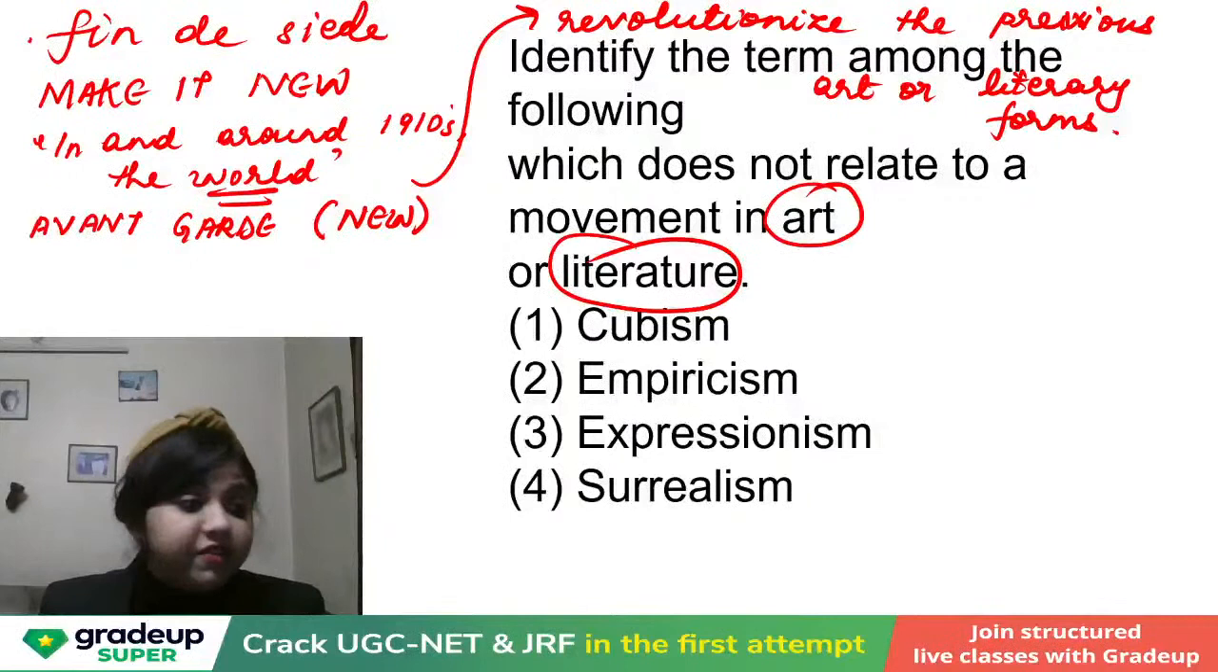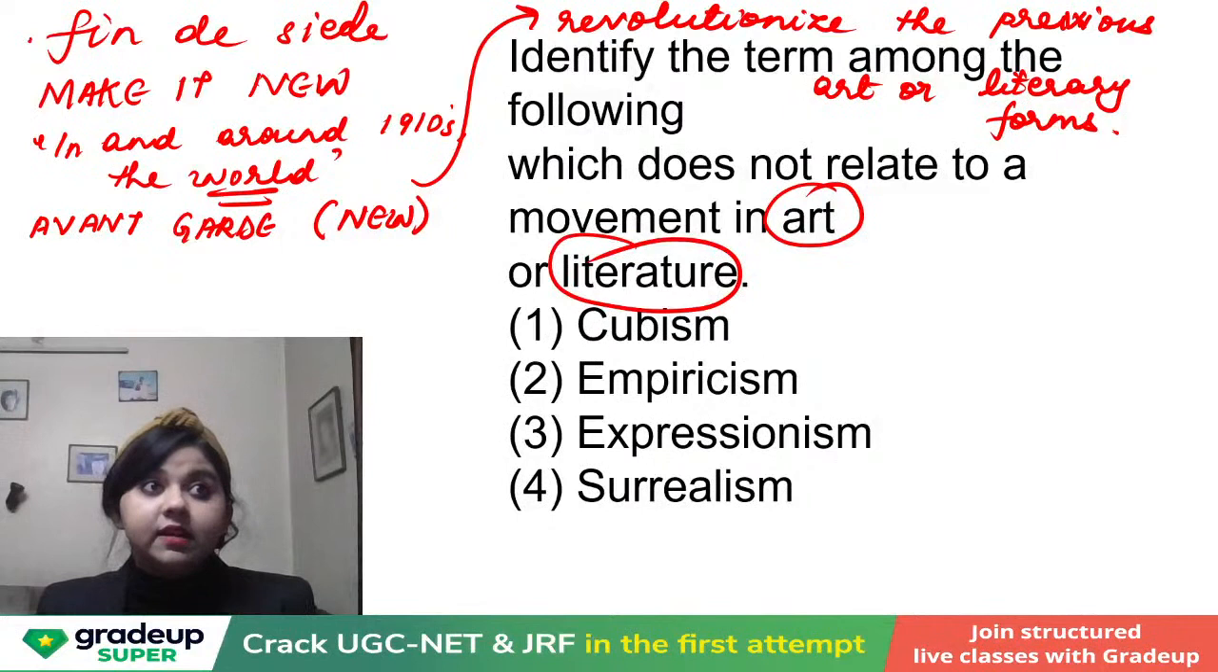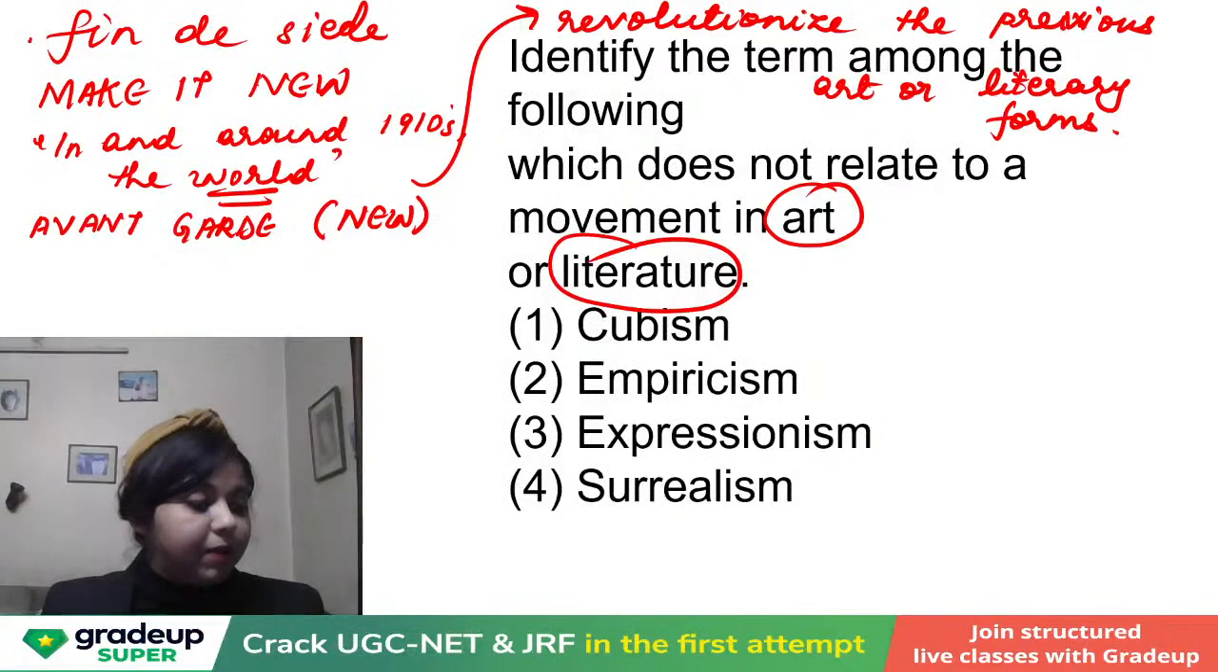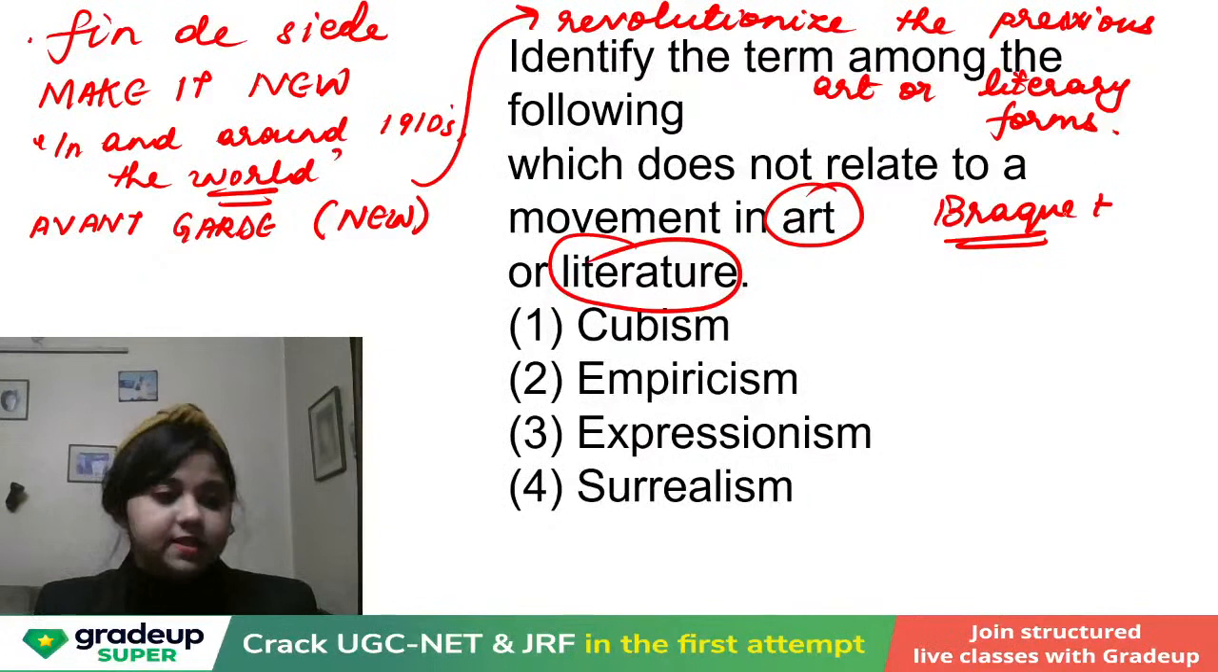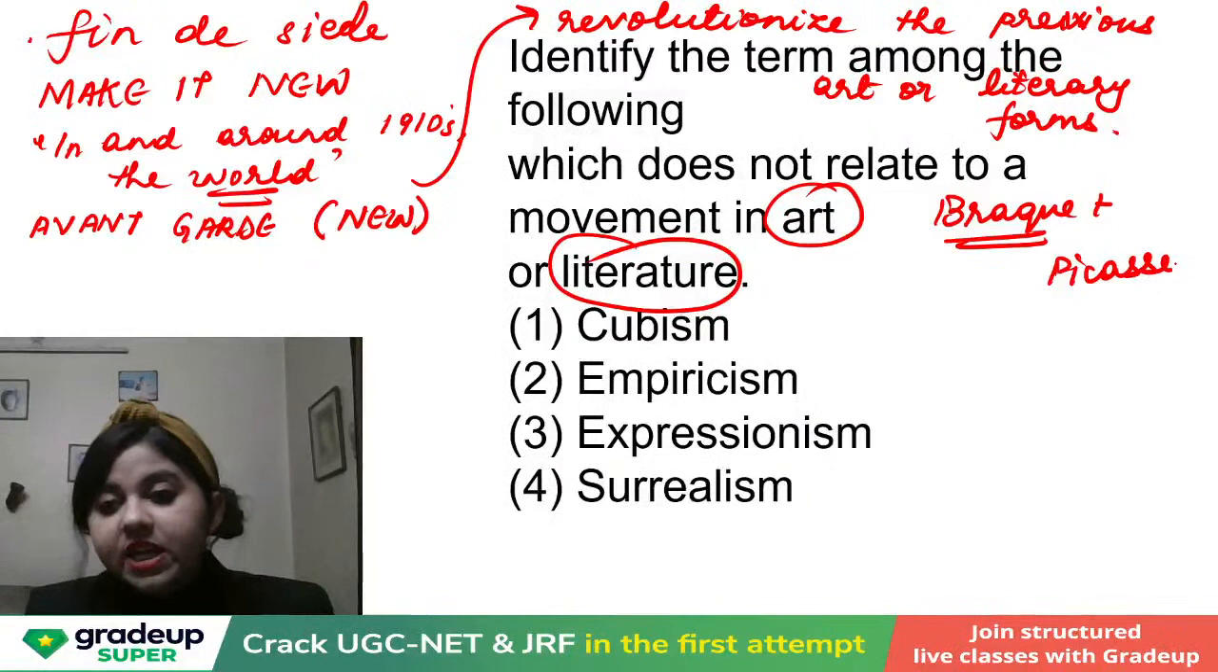Also, remember one more thing: the majority of these movements are coming from Paris, or from close by Paris. So here, there was this person called Braque, and there was Pablo Picasso. Even if you've not heard about Braque, you must have heard about Pablo Picasso. Picasso and Braque were the initiators of this movement called Cubism, and this was an artistic movement. Now, what was happening in it?